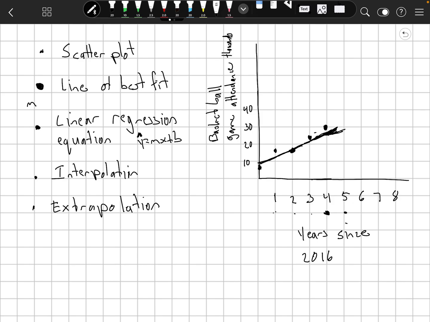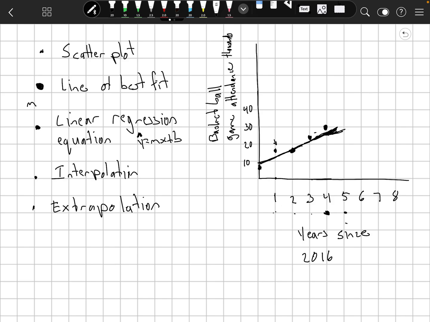Notice I'm putting a little hat over the y. They call that y hat, and that means my prediction. Notice at 1 year, my prediction is going to be a little bit lower than the actual data point, and that's something that's important to understand. The regression equation, the line of best fit, they're just giving you an estimate of what's going on.